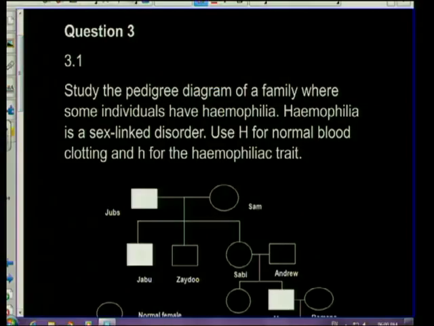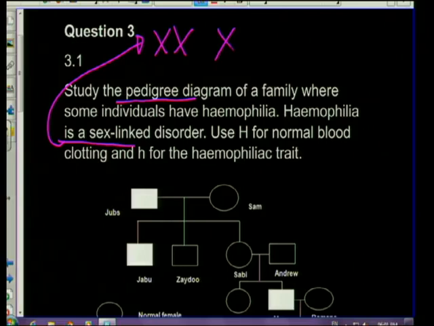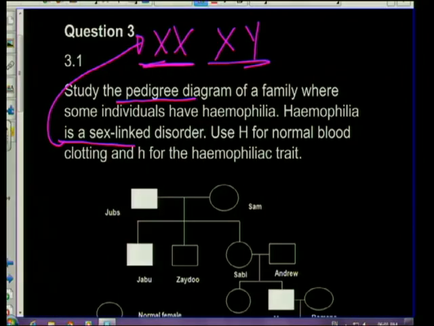Our next question deals with pedigree diagrams and sex linked at the same time, so we're killing two birds with one stone. Remember, when you're looking at sex linked, we must use the symbols XX and XY. In blood groups, we used the letter I, capital I or small i. Now here we have to use XX or XY: XX if it's a female and XY if it's a male.